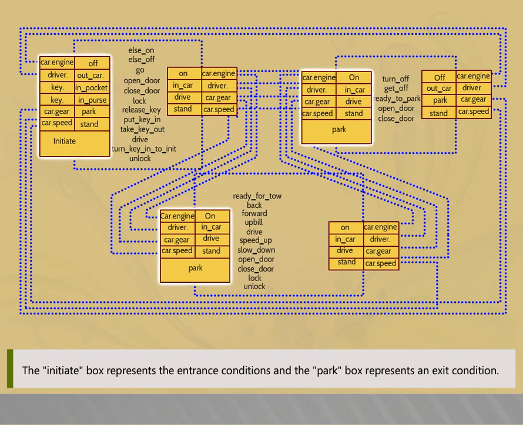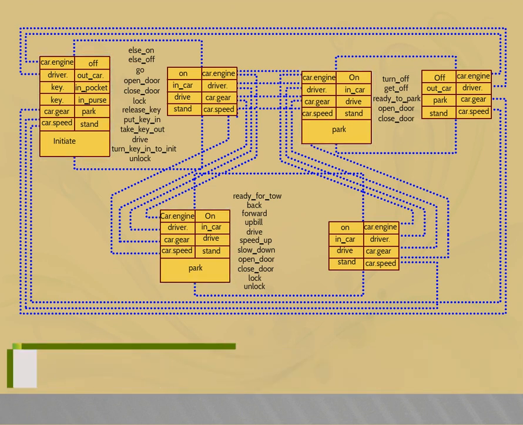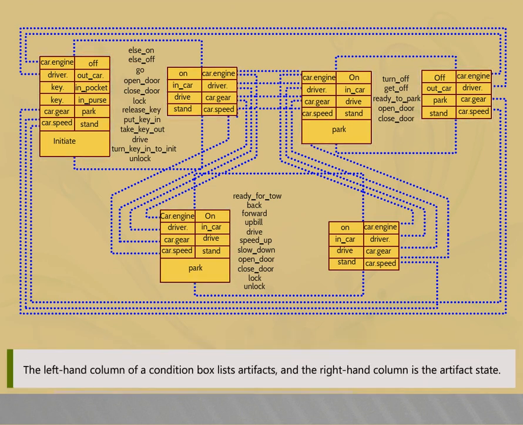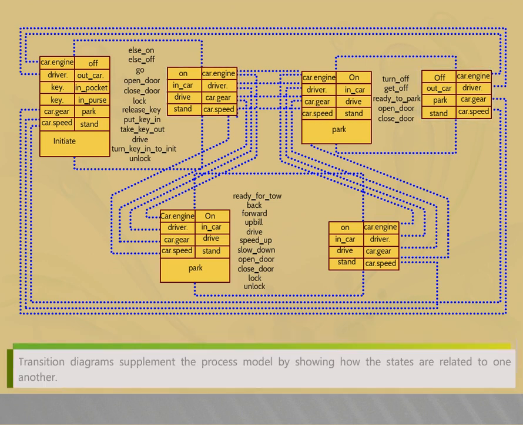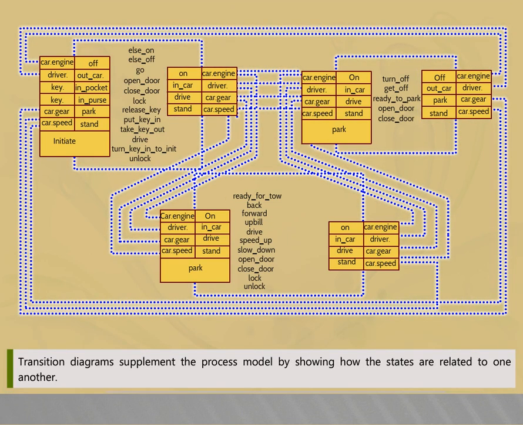The initiate box represents the entrance conditions and the park box represents an exit condition. The left-hand column of a condition box lists artifacts and the right-hand column is the artifact state. Transition diagrams supplement the process model by showing how the states are related to one another.